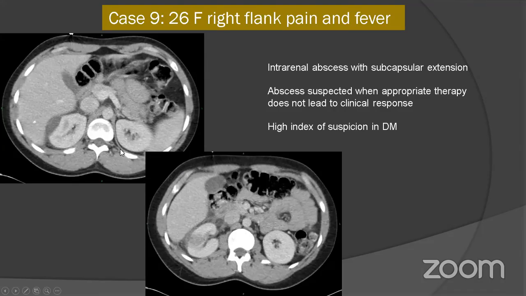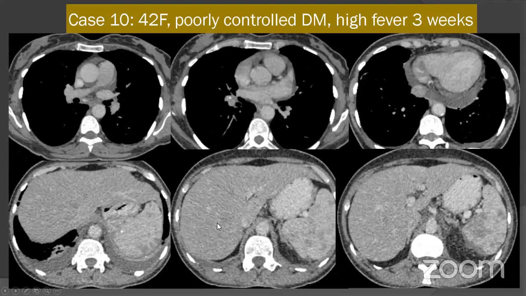Another patient with right flank pain and fever. In this case, you can see a more hypodense area compared to the previous study, which is a renal abscess, and it has extended into the subcapsular location. You see a subcapsular abscess, and there is a good amount of perinephric inflammation. So keep your suspicion high for complications of UTI, particularly in diabetics or when there is poor response.